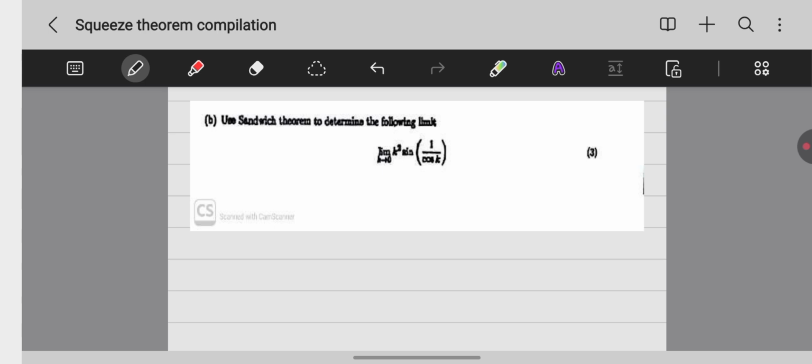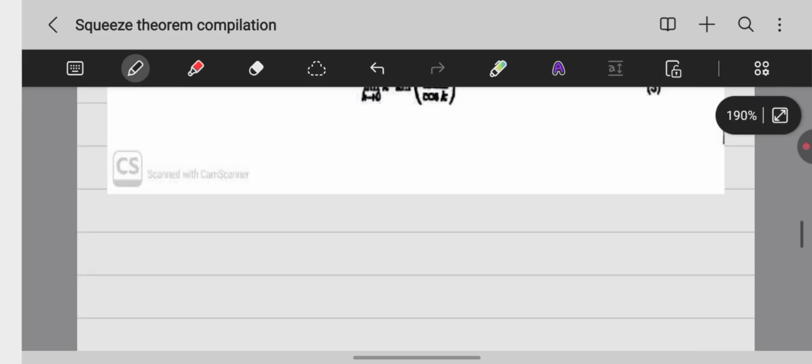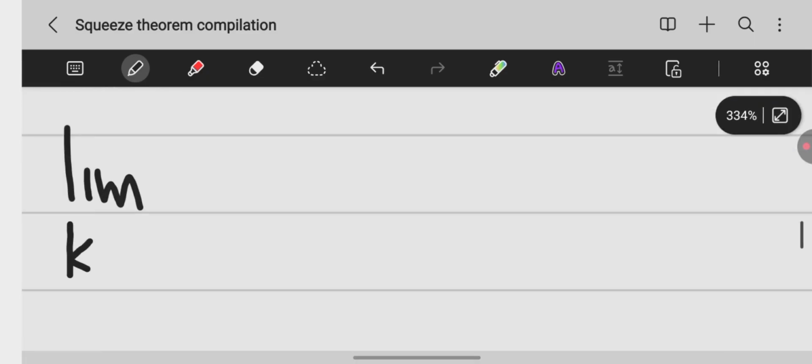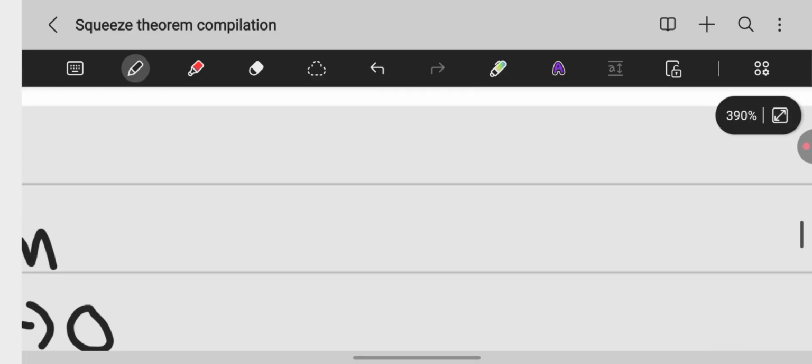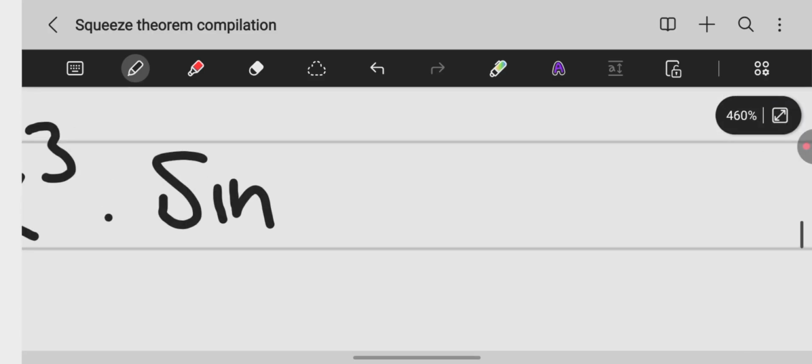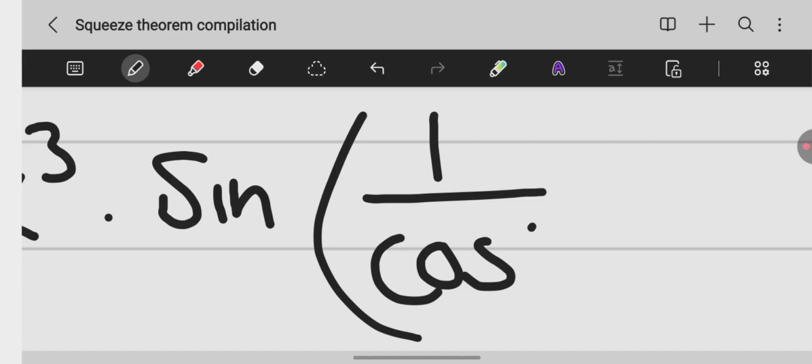They say we're supposed to use the sandwich theorem to determine the following. Remember, another way to say squeeze theorem is the sandwich theorem. So that's the limit as k approaches 0, k cubed times sin of 1 over cosine k.